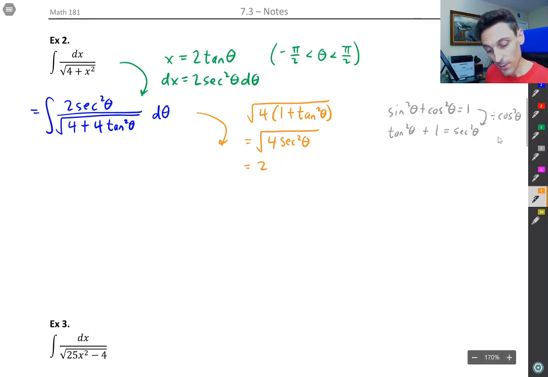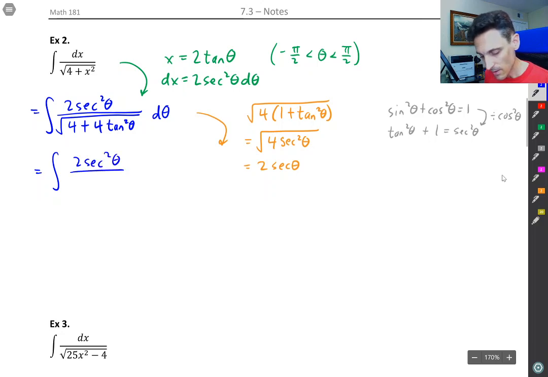So when we take the square root of 4 secant squared theta, we get 2 secant theta. Again, because we made our restriction on theta so that we didn't have to put the absolute value bars around the secant theta. Okay, so now we're going to write the collapsed version of the radical. We have 2 secant squared theta over, and then the collapsed radical is 2 secant theta, and we have d theta.